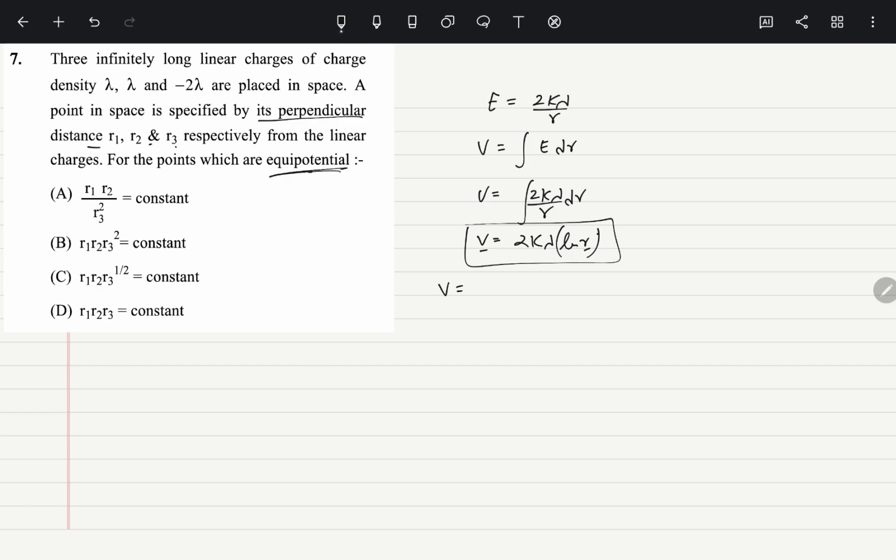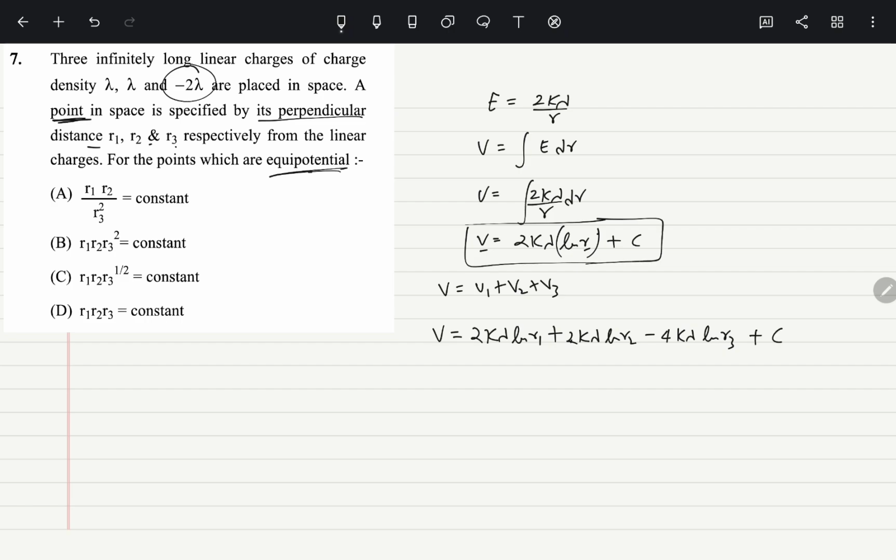Now, if I change the values R1, R2, R3, what is the net potential at a particular point in space? V1 plus V2 plus V3. V1 is 2k lambda ln R1 plus 2k lambda ln R2, and the next one is minus 2 lambda, so minus 4k lambda ln R3. There is one more thing we need to write: the integration constant, so plus C will also come here.